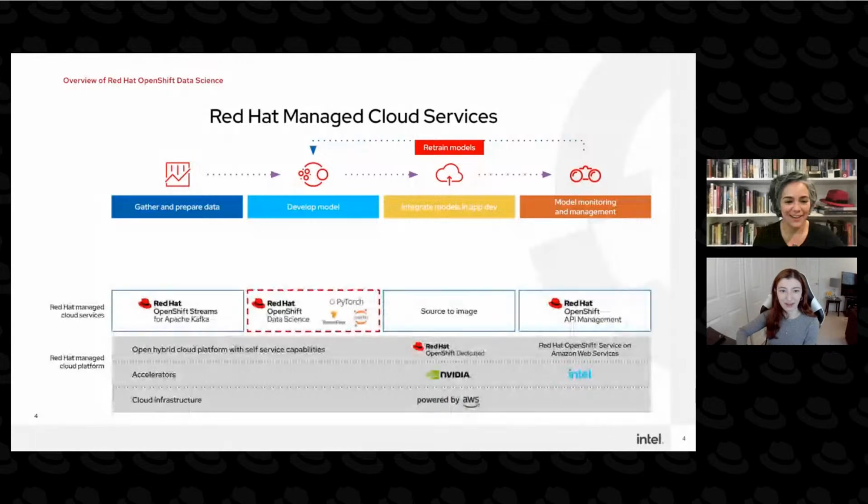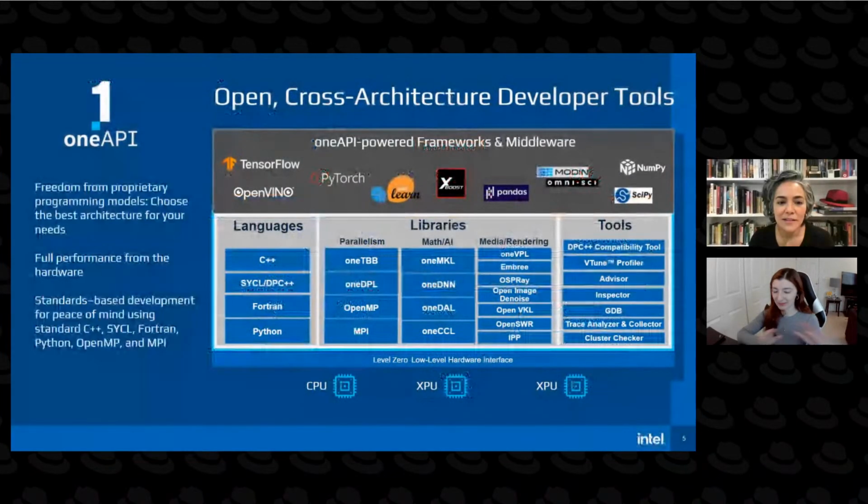So I'm actually going to go ahead and skip to that part, and we'll get back to that good stuff later on. But let's first talk about the oneAPI AI Analytics Toolkit and how Intel, as a partner, is enabling the AI kit in Red Hat OpenShift Data Science.